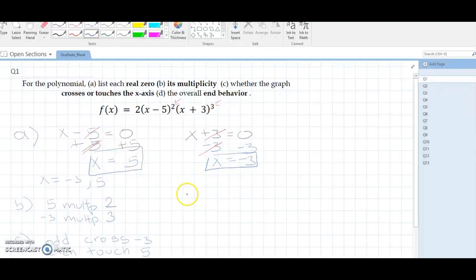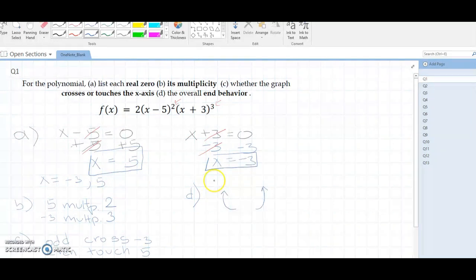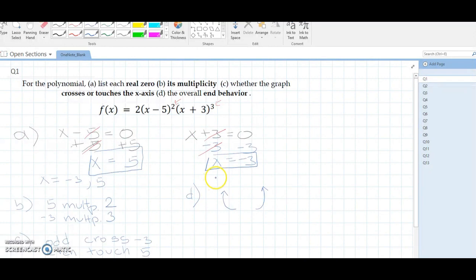Now for letter D, we have to give the ending behavior. Because the leading coefficient is positive, it is going to be up. And up at the end as well, because we have a positive leading term and an even exponent.